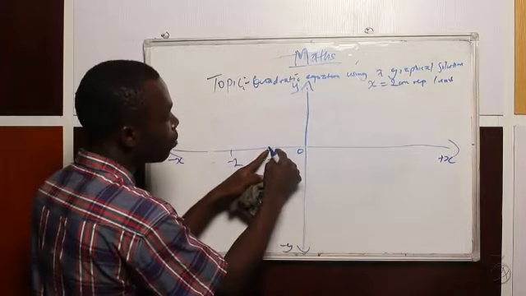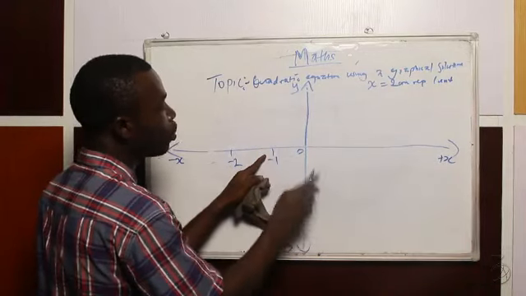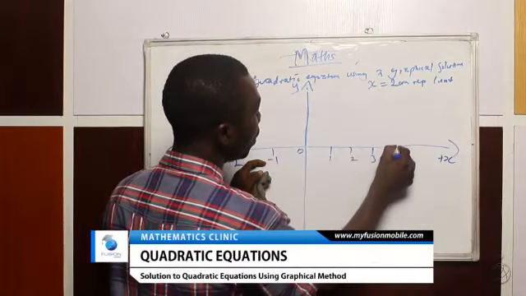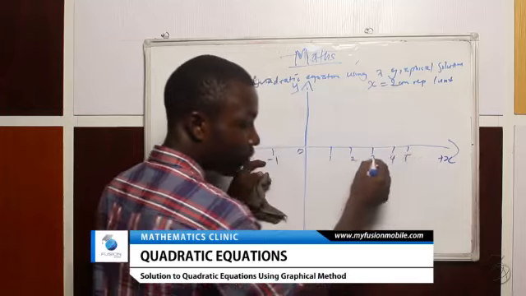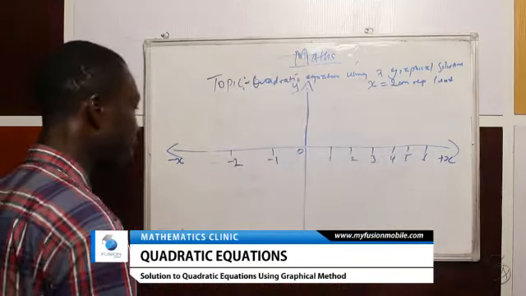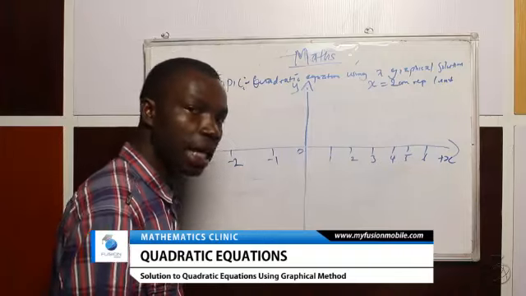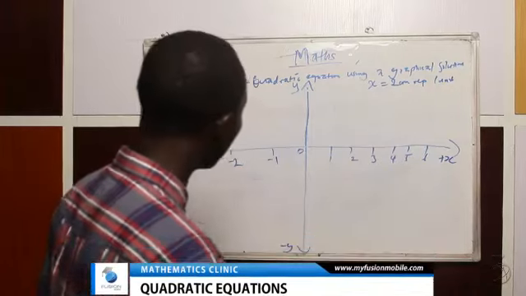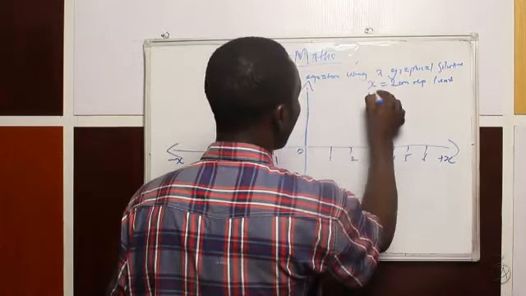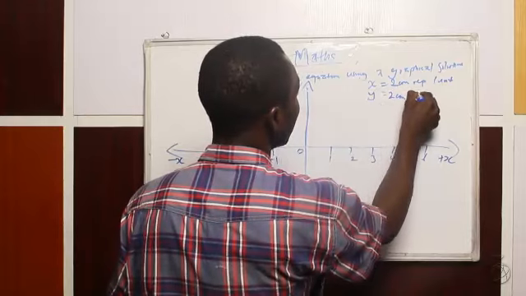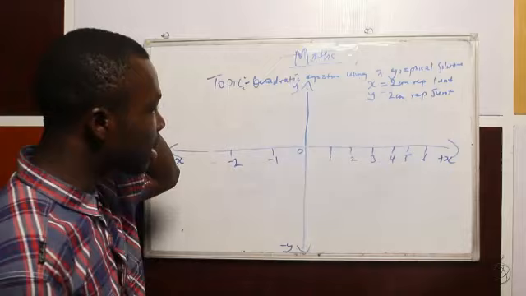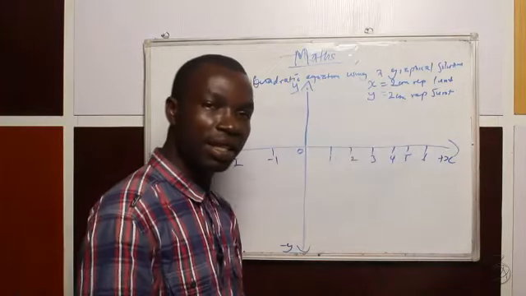So you measure your ruler, you will see 2 centimeters, you put minus 1 here. Also 2 centimeters, 1, 2, 3, 4, 5, 6. 2 centimeters to represent 1 unit on the x-axis. Good. Once you have chosen your scale, also look at your y-axis. They said 2 centimeters represents 5 units on the y-axis.